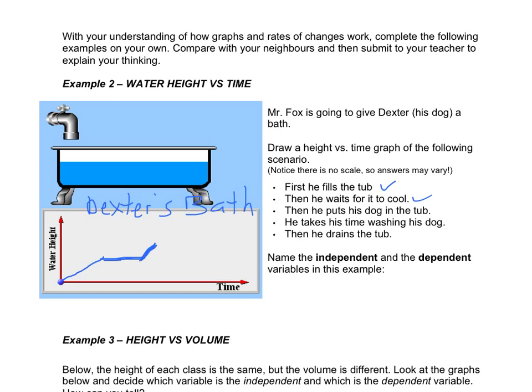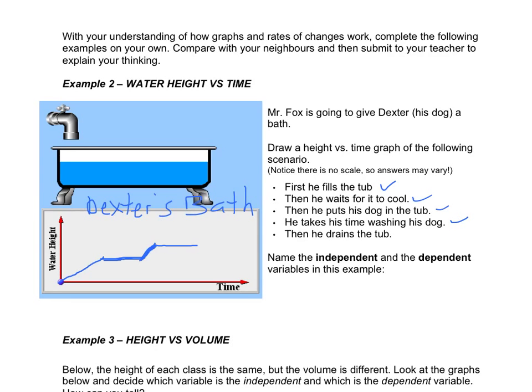Now, the amount of water is staying the same, and the height would be the same, except it could be causing it to stir a little bit as we go. So there we've got that horizontal line, but it could be a little bit wavy coming from the splashing. So we've got him in the tub, and he's taking his time washing.